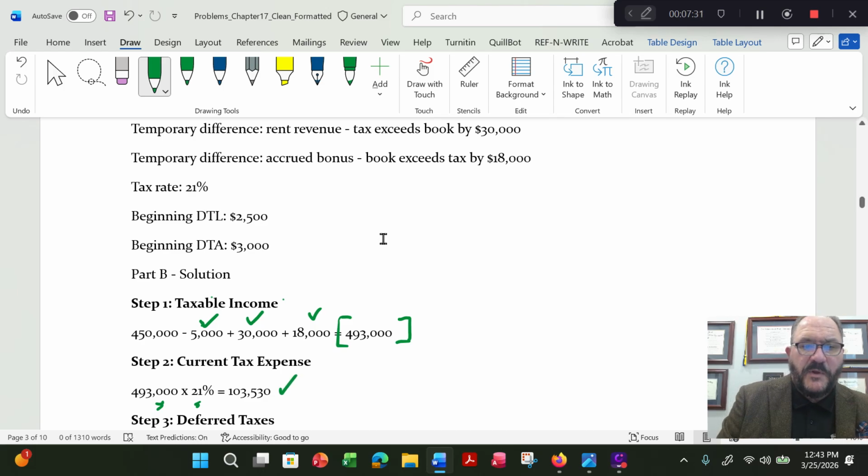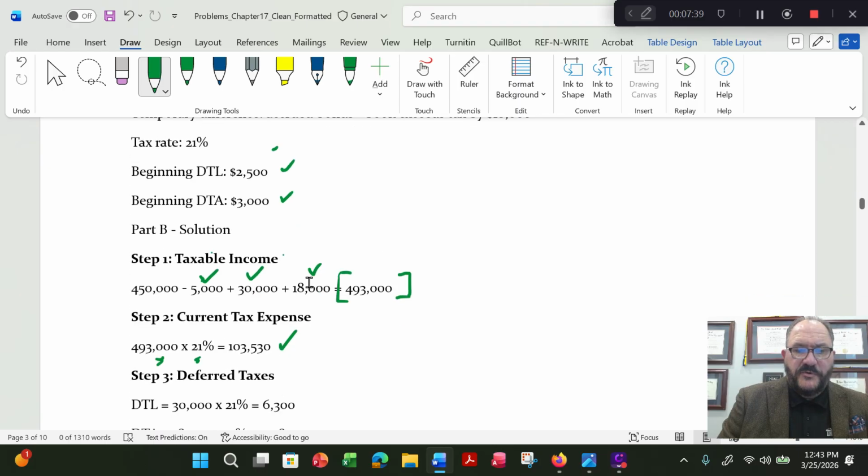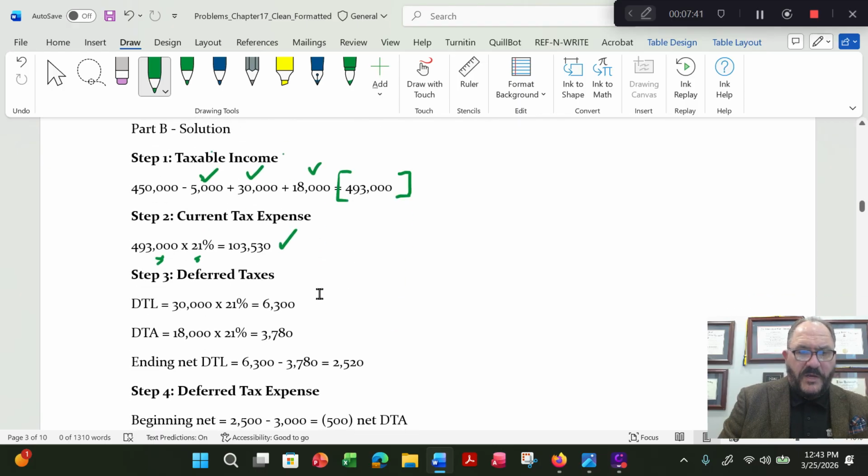$103,530. Now we have these two items right here, this one and this one. Okay. First thing we're going to do is calculate, we have the $30,000 times the 21%, a deferred tax liability, with the L, of $6,300. We have a deferred tax asset, $18,000 times 21%, $3,780. When you net these two together, you have a deferred tax liability of $2,520. Okay?